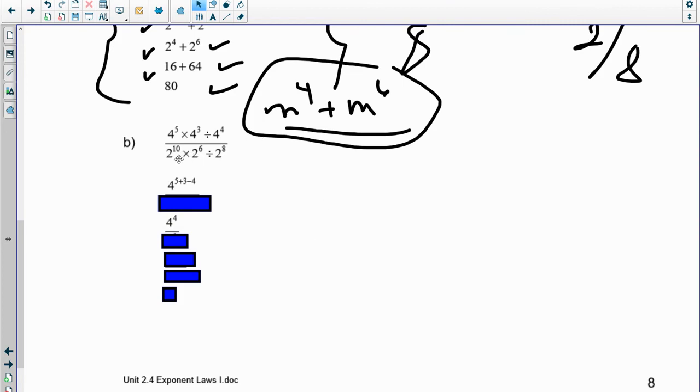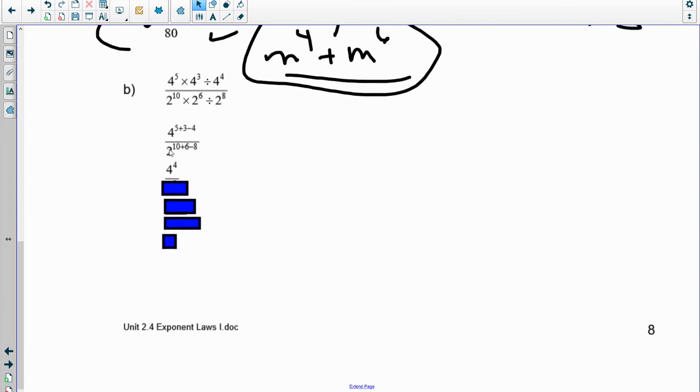On the bottom, the bases are all the same, related by multiplication and division. There is no adding or subtracting here, so it's just going to be 10 plus 6 take away 8. And of course 10 plus 6 is 16. 16 take away 8 gives you 2 to the 8. Now 4 times itself 4 times, and 2 times itself 8 times. Well, 4 to the 4 is 256. 2 to the 8 is 256. Anything divided by itself is 1. So your final answer is 1.